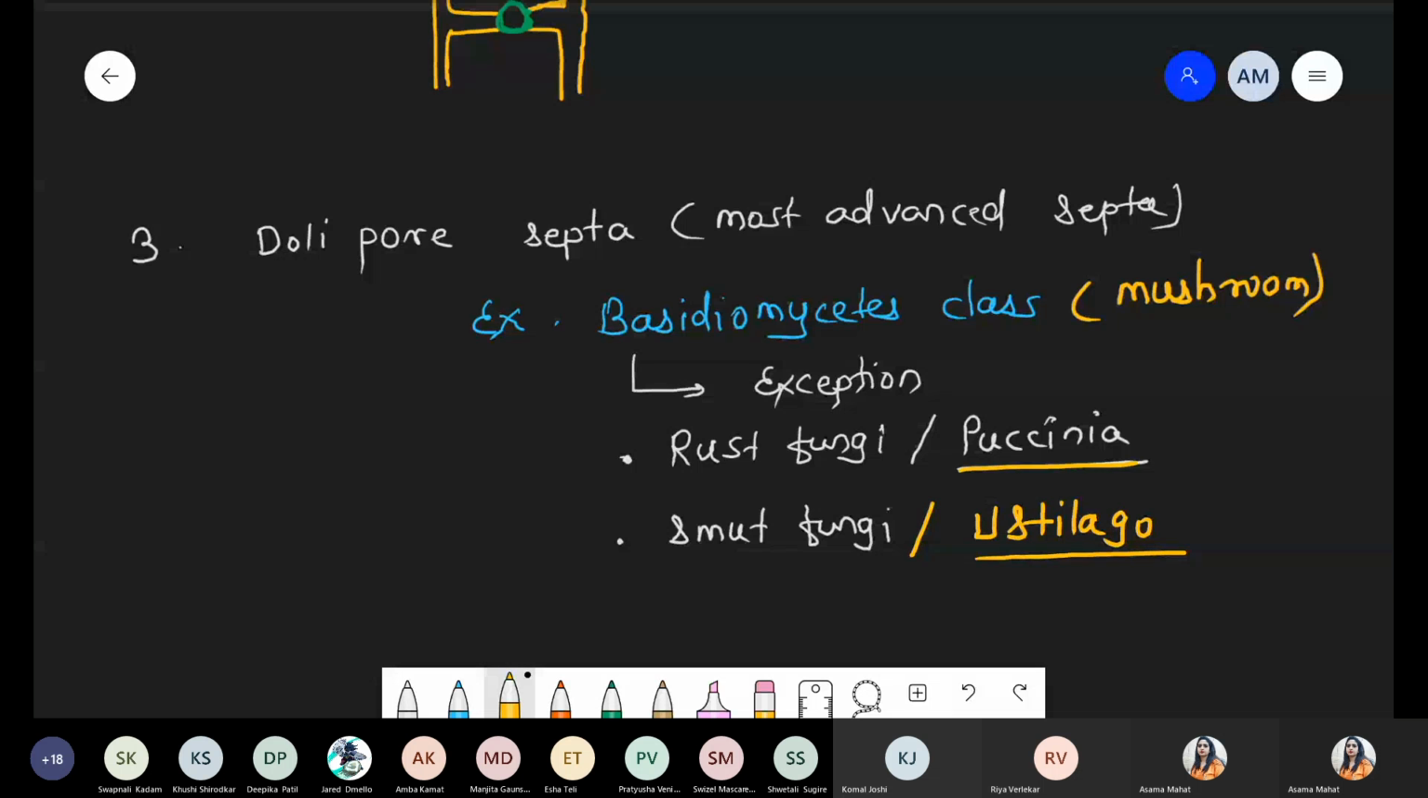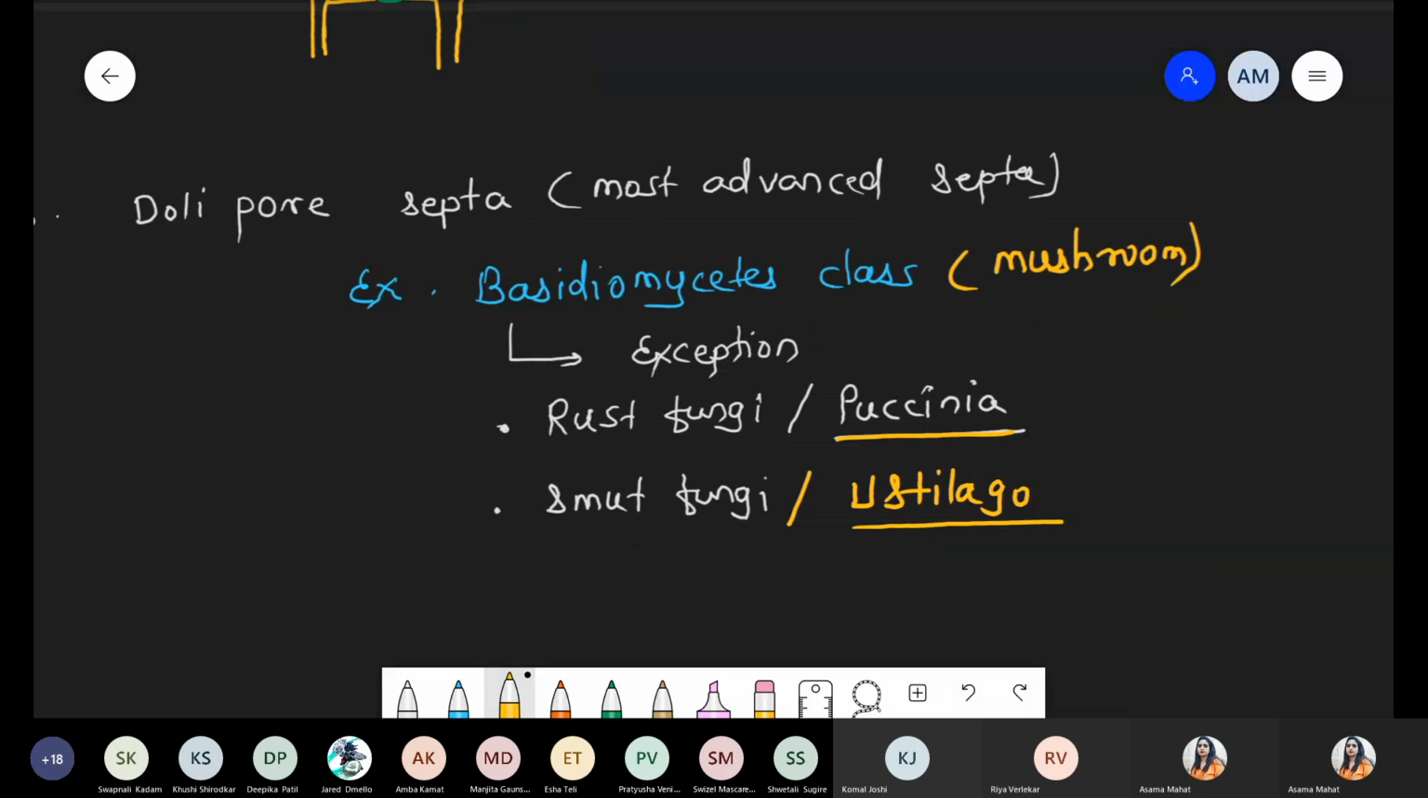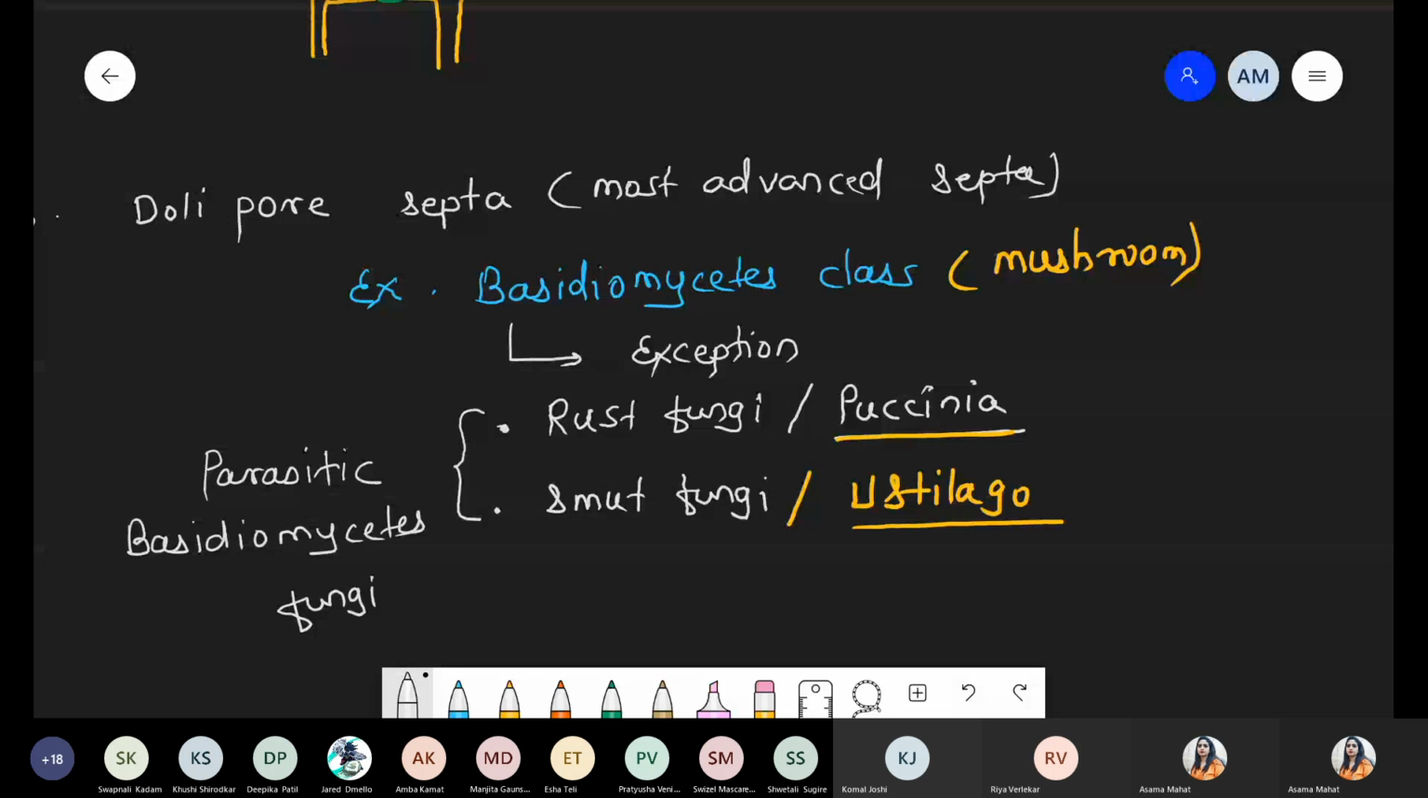Smut fungi is the common name, and Ustilago is the scientific name. Now, whenever we talk about these two examples, rust fungi, Puccinia, and Ustilago, both belong to parasitic Basidiomycetes fungi. Definitely these belong to the class Basidiomycetes, but these are not normal, they are parasitic. Another condition is that both these examples are exception cases.